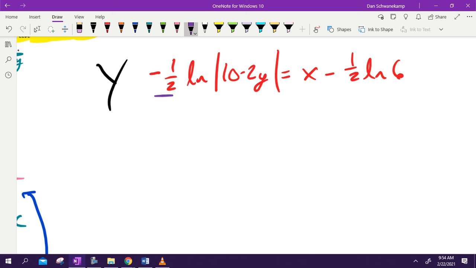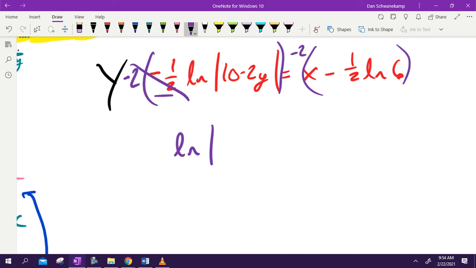Yep, negative 1/2. How do I get rid of that negative 1/2? Multiply both sides by -2. So we're going to multiply that by -2 and that side by -2. On the left side, those two things are going to cancel. So it's just natural log of 10 minus 2y.